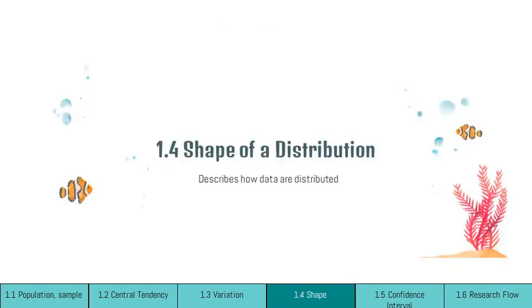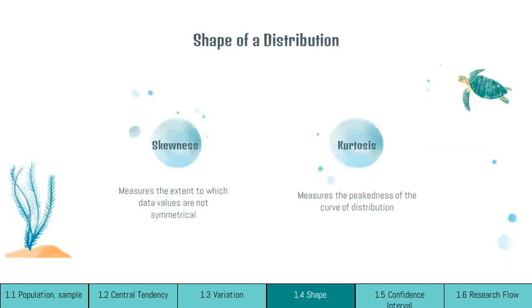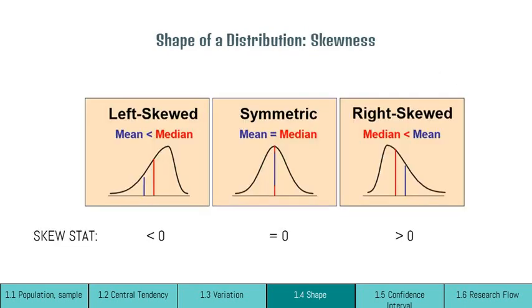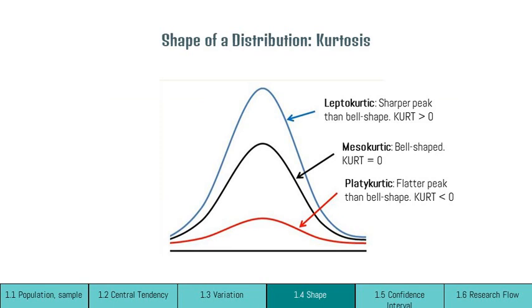Shape of a distribution describes how data are distributed. The two commonly used measures are skewness and kurtosis. Skewness measures the extent to which data values are not symmetrical, while kurtosis measures the thickness of the curve of distribution. As you can see from the illustration, the left skewed and right skewed are both not symmetrical in shape. The skewness statistic for left skewed, symmetric, and right skewed is less than 0, equal to 0, and more than 0 respectively. This illustration shows the thickness of the curve of distribution.